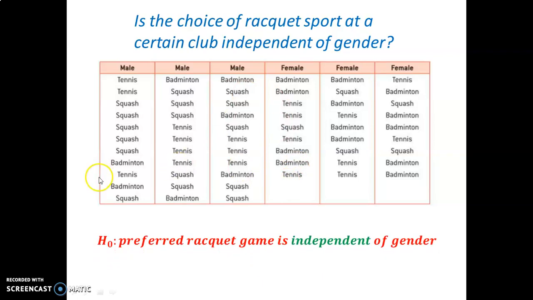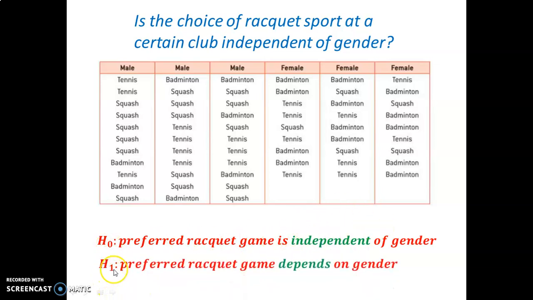But for now, let's make a null hypothesis. So the null hypothesis is that preferred racket game is independent of gender. So in other words, we're going to assume, or we want to prove, that gender has no influence on choice of racket sports. So there is independence. So that's how we always begin a chi-squared test. We say the null hypothesis is independent. And therefore, the alternate hypothesis is that preferred racket game depends on gender. So again, always begin by saying independent is what we're trying to show, and then alternatively, if this doesn't work, we can then conclude that there is dependency there.